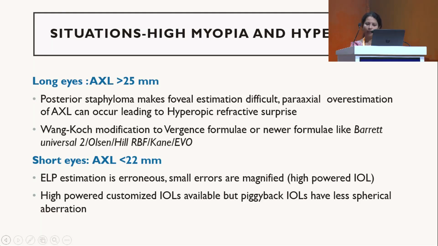And we can use higher powered IOLs like we saw, even up to 40 diopter is available, but piggyback IOLs also are good options in short eyes because the spherical aberration seems to be less.